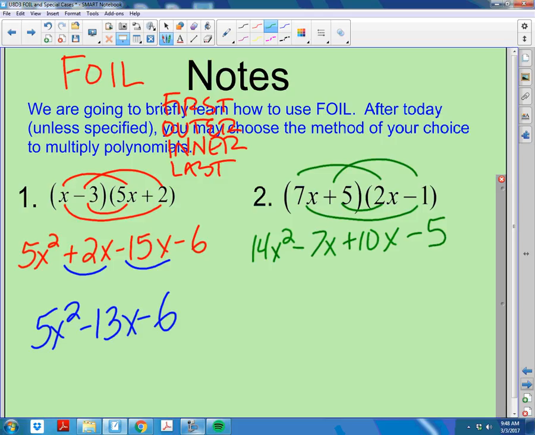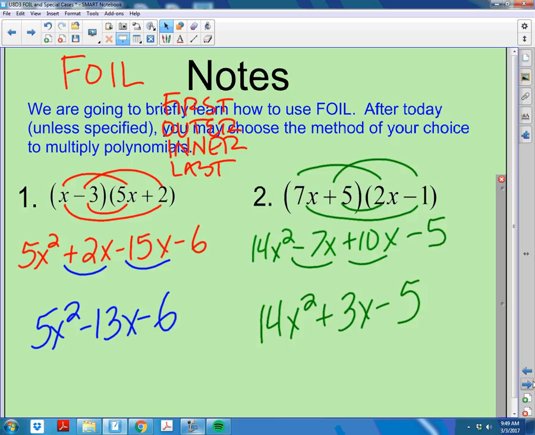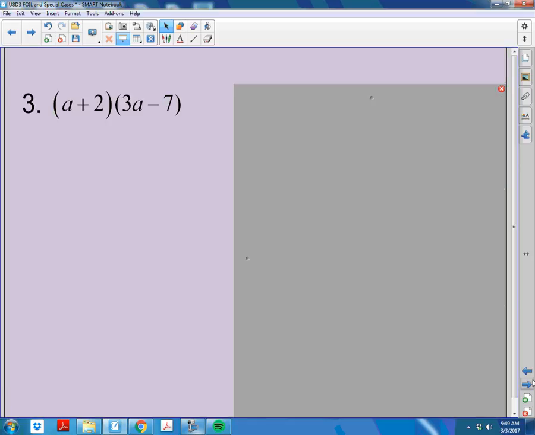Now, as you're doing that, I would, until you get comfortable, connect them with the lines. Because ultimately, you have to connect each term with every one of the other terms. And that's what FOIL does. It kind of allows you to keep organized and keep up with that. So we have like terms in the middle. So we end up with 14x squared plus 3x minus 5. Questions on that? Drawing the lines if you need to, using that FOIL acronym. First, outer, inner, and last.